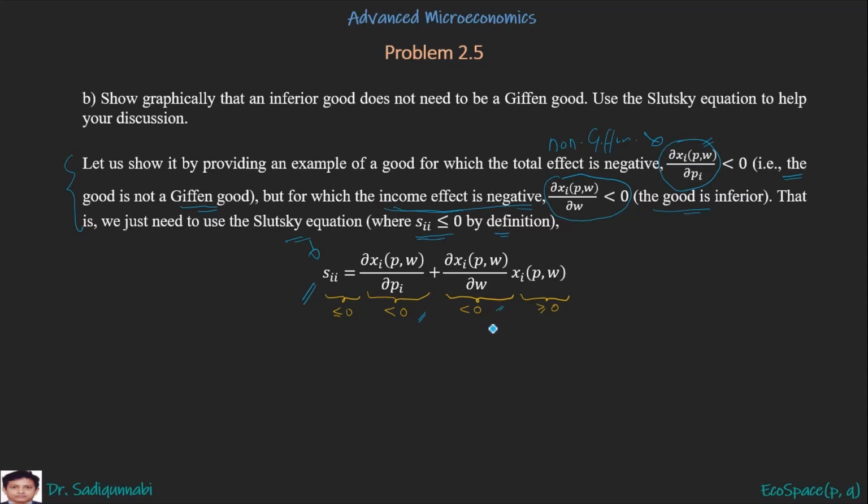Non-Giffen, inferior, and this is obviously positive because it is demand. Alternatively, we can say that total effect is negative, substitution effect is negative, income effect is negative.